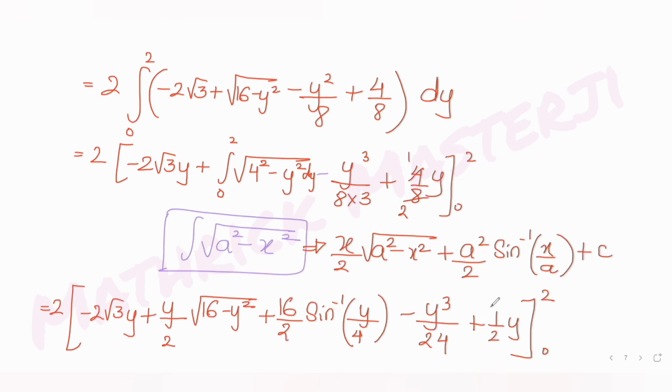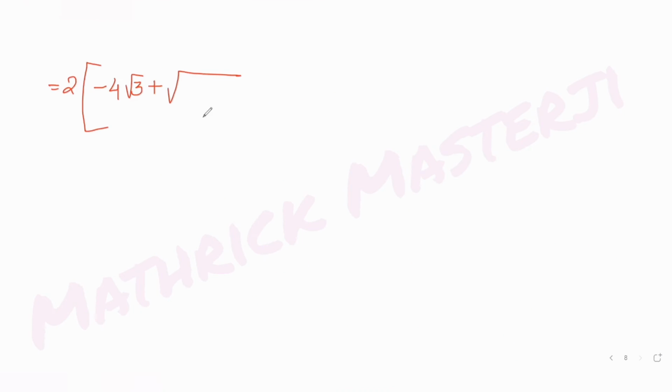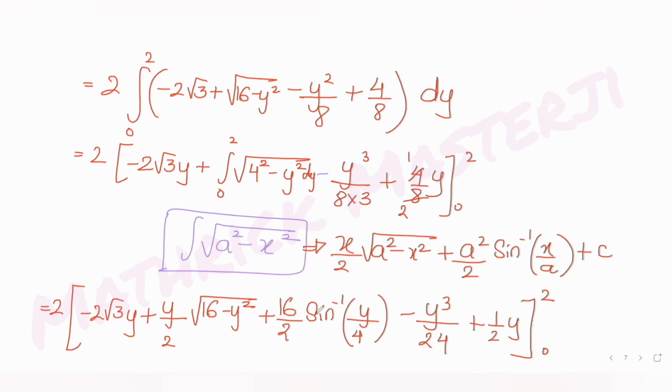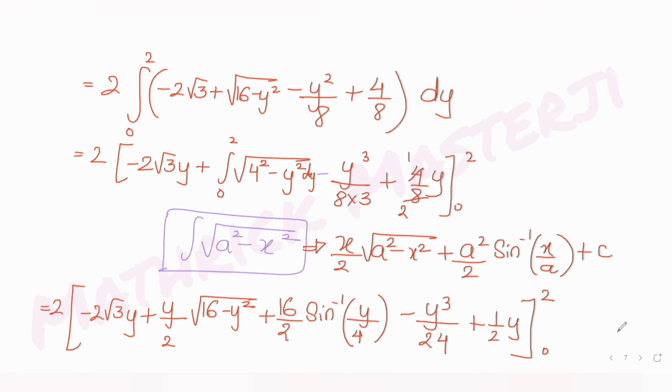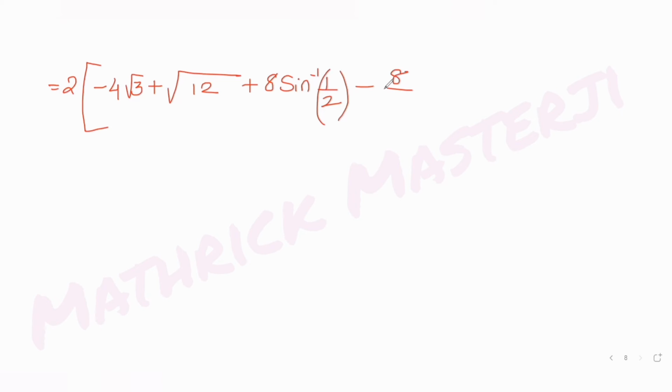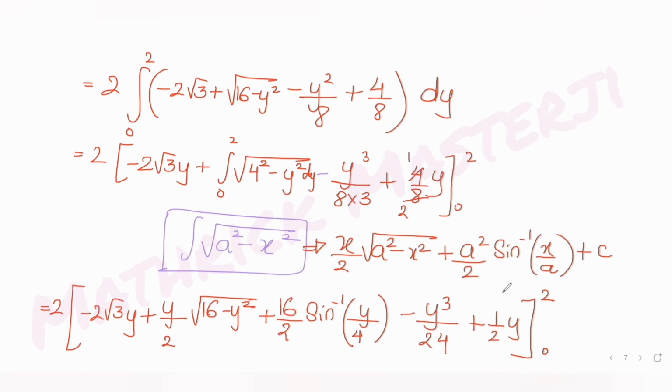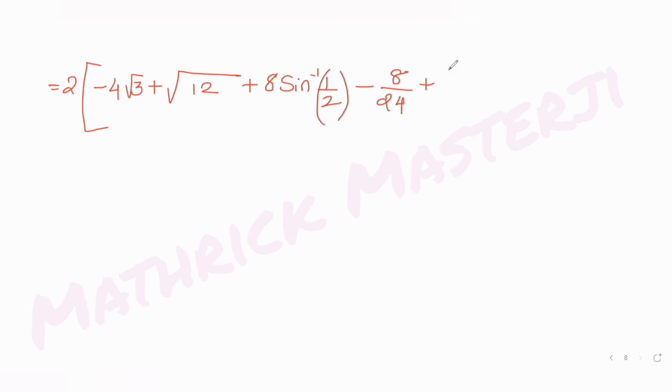So root of 16 minus 2 squared. So 16 minus 4, this is 12, plus 8 sine inverse of y over 4, which is 2 over 4. 2 over 4 is half, minus y cube. So y cube, if I see here, it is 2 cube, which is 8. 8 over 24. And plus you have half of y, which is half of 2. So that's your first limit that's applied.